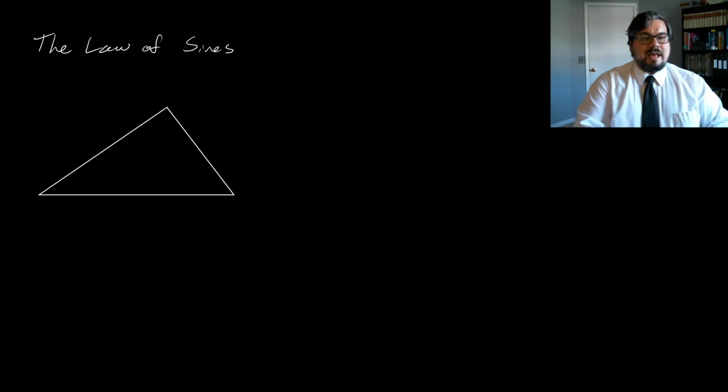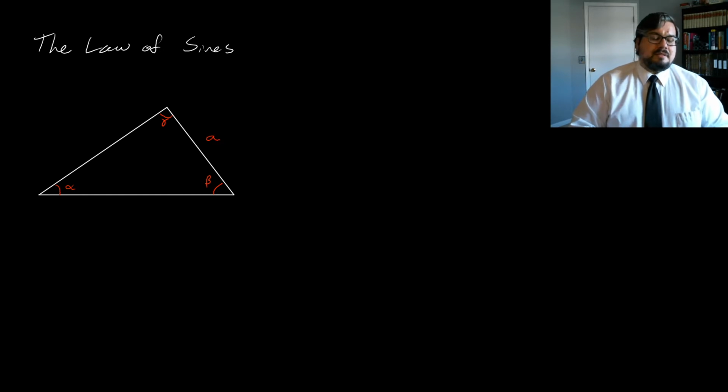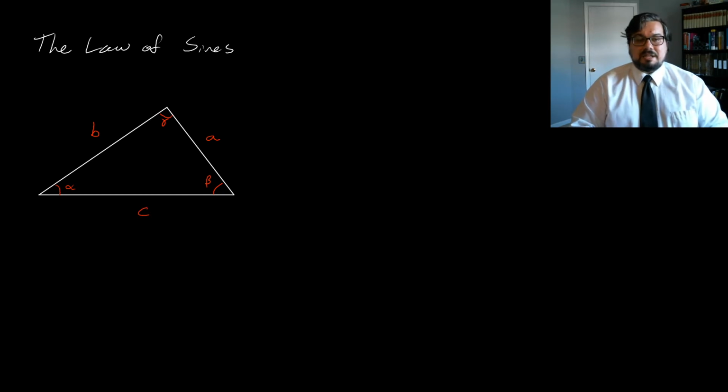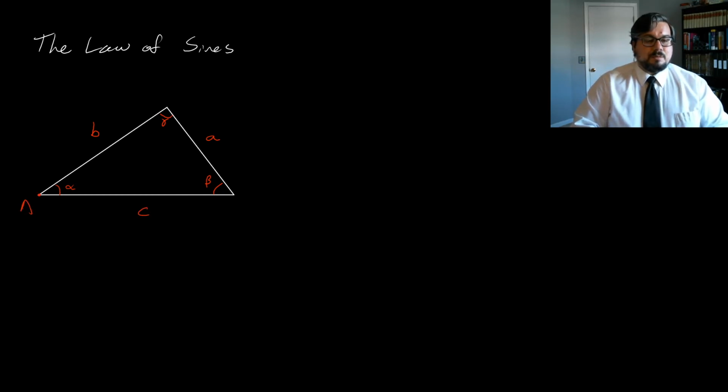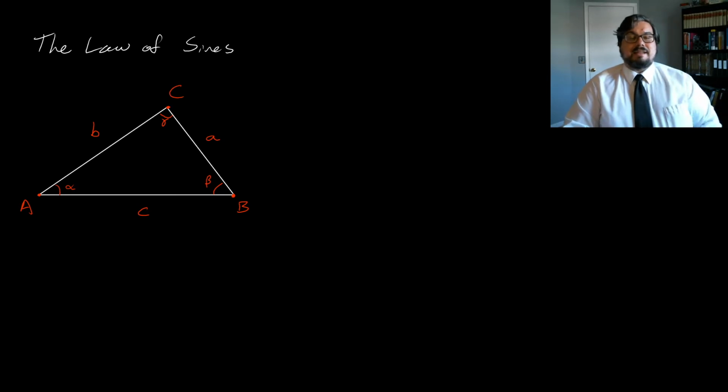Now, when we do this, we have a standard way that we describe the angles and side lengths in it. We will usually denote the three angles as alpha, beta, and gamma, and the lengths of the sides opposite those angles as a, b, and c, respectively. We also have as standard that the vertices of the triangle will be labeled capital A, capital B, and capital C.